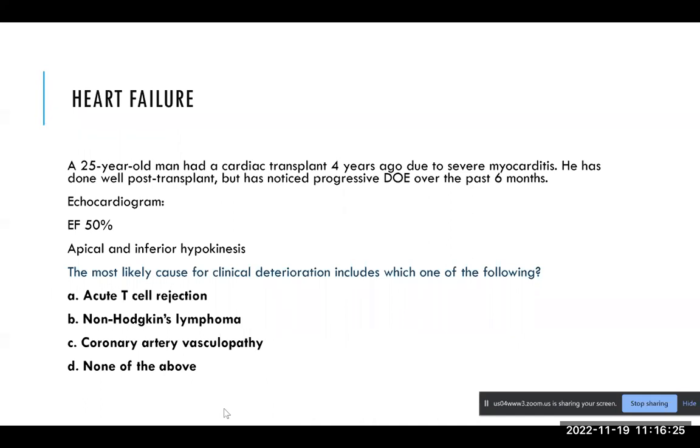Excellent. So coronary artery vasculopathy is always a complication that you will have even if you have a perfect patient with no rejections and others.